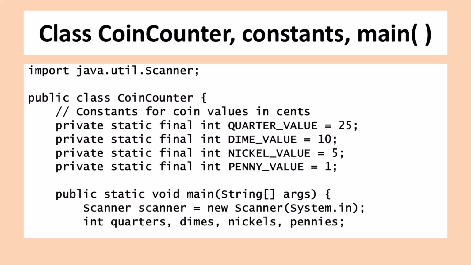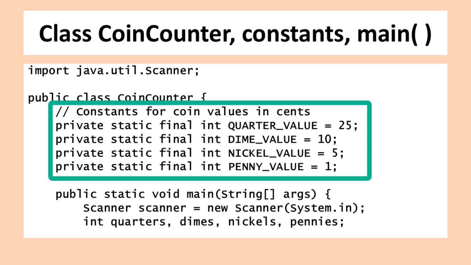Here is the code created by the Claude.AI tool. The first part of the code has the import java.util.Scanner, then the declaration for public class CoinCounter. The contents of the class will all be within the set of open and closed curly braces. In Java, class names are expected to start with an uppercase letter. Claude did a good job of naming constants with all uppercase letters and the underscore character.